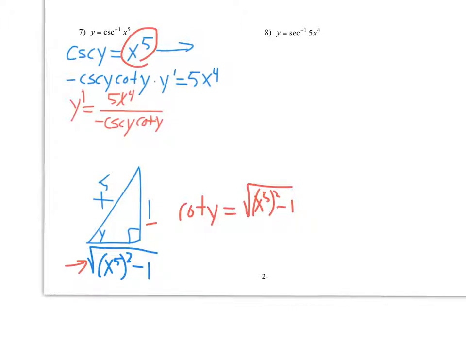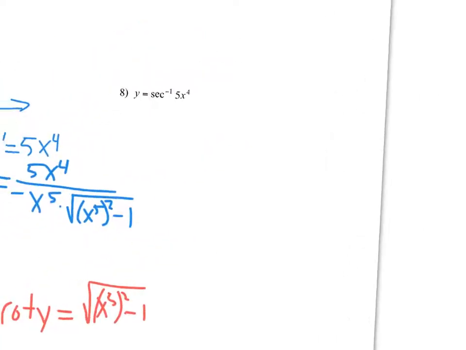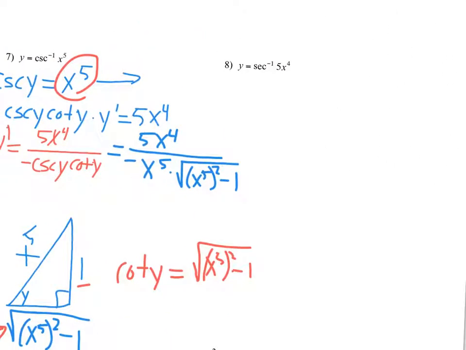Okay, plug stuff in. And we've got 5x to the 4th up on top. And on the bottom, we got negative x to the 5th, which we got from the beginning of the problem, times the square root of x to the 5th, all squared, and then minus 1. That's it. It's kind of gross, kind of messy, but we get to the same type of thing. Same thing's going to be true for number 8, which deals with secant.